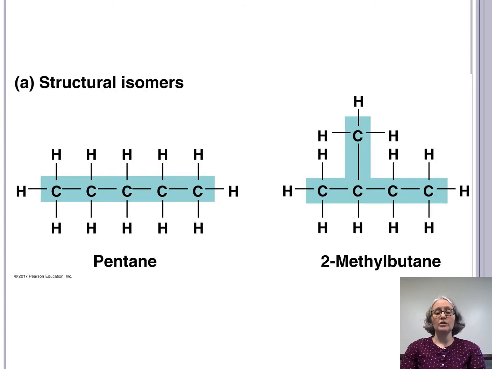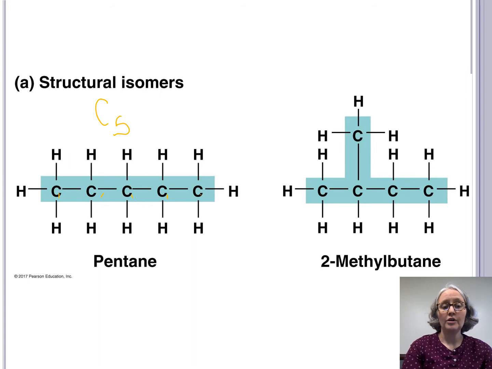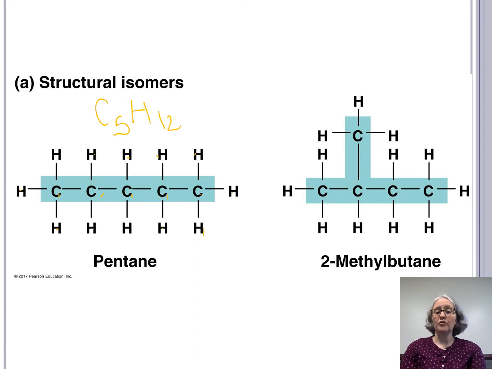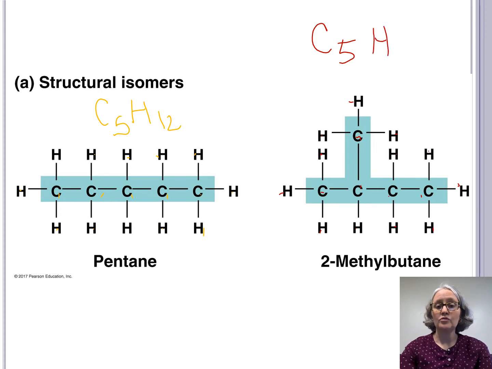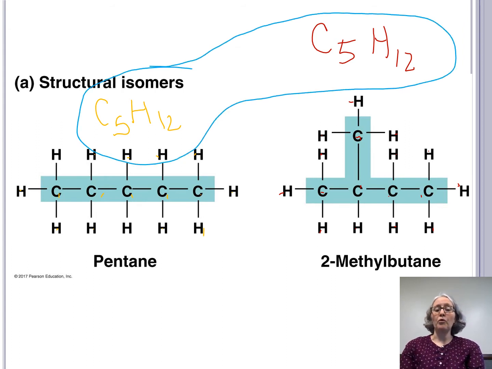So let's look at structural isomers. If we look here at pentane and we write its molecular formula, it has 1, 2, 3, 4, 5 carbons, so C5, and then 1, 2, 3, 4, 5, 6, 7, 8, 9, 10, 11, 12 hydrogens. So its molecular formula is C5H12. If we look at 2-methylbutane, it also has 5 carbons, and if we count up the hydrogens, it has 12 hydrogens. So these molecules have the same molecular formula. They're both made up of 5 carbons and 12 hydrogens, but they vary in their spatial orientation. So we call these structural isomers.